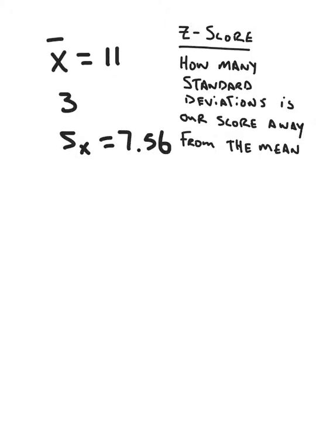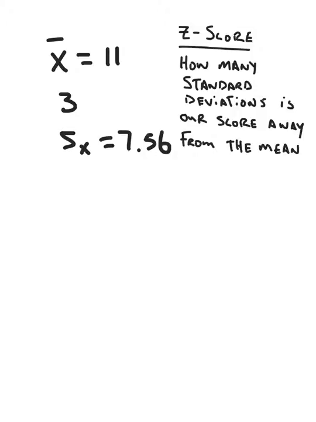So we want to say, well, if we measured in standard deviations, how far away are we from the average? So 11 and 3, that's about 8 away. So it looks like we're actually over 1 standard deviation below the average. How many standard deviations below the average are we? I'm going to just guess that we're over 1 standard deviation below where we should be. So let's take a look at how we do that.